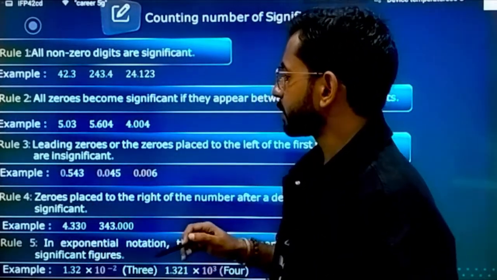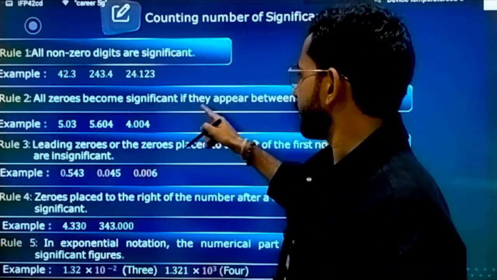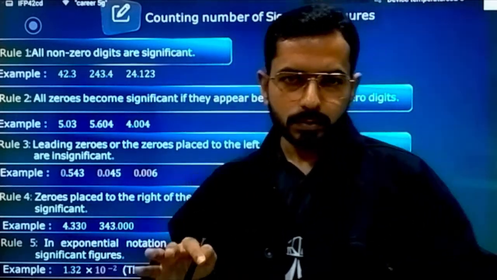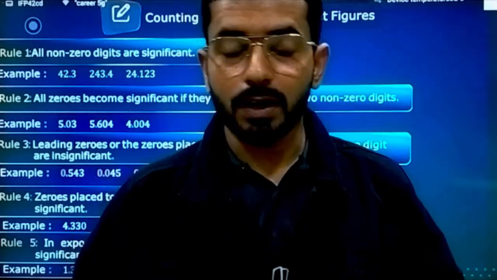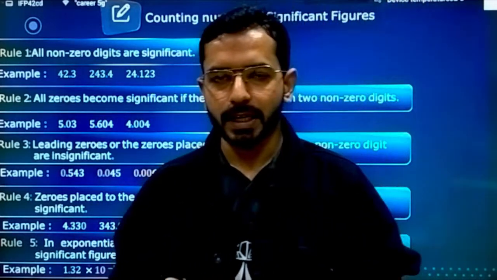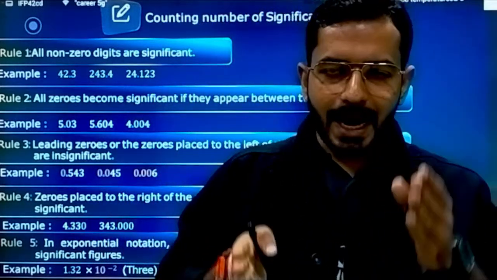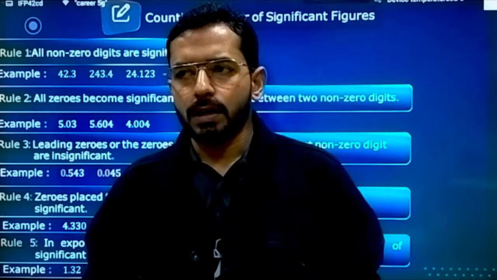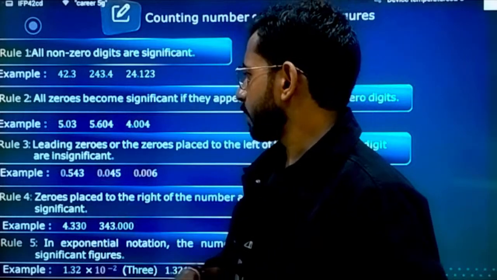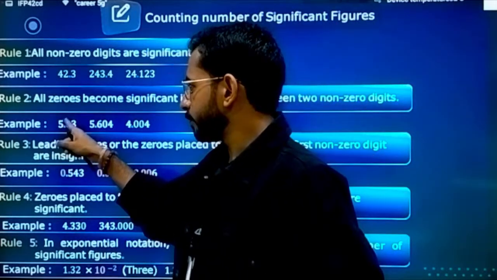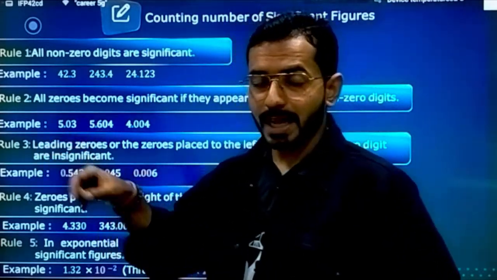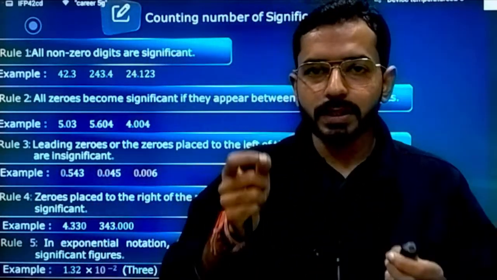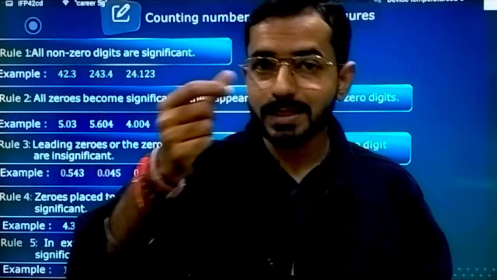Next thing, all zeros become significant if they appear between two non-zero digits. If you are applying 0, there is a condition for 0. It is not like it will always be calculated as insignificant. It will become significant if the zeros are in between two non-zero digits. For example, let's suppose the number is 5.03. Here 0 is coming between two non-zero digits, so I will count this 0 as a significant figure.